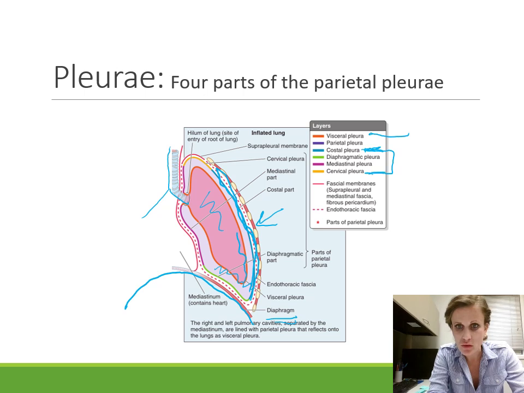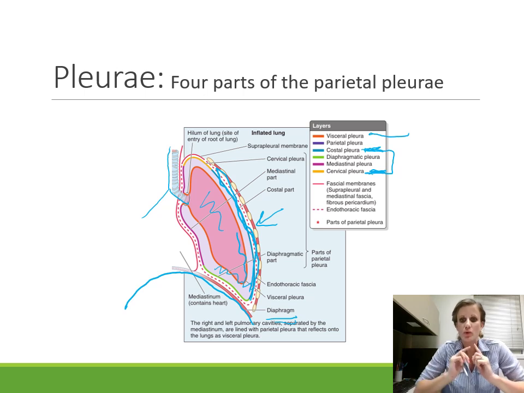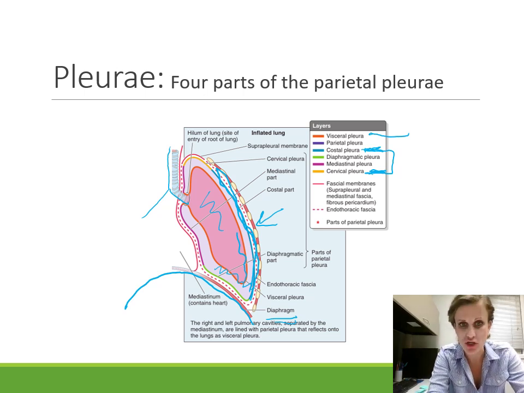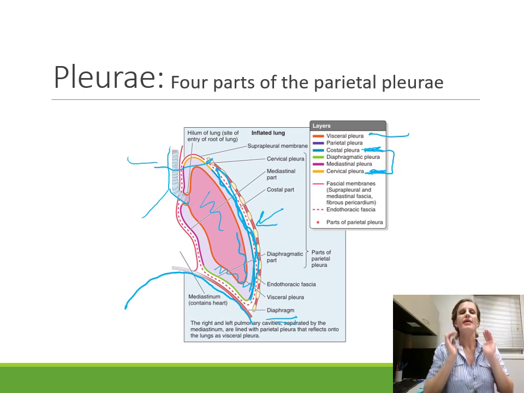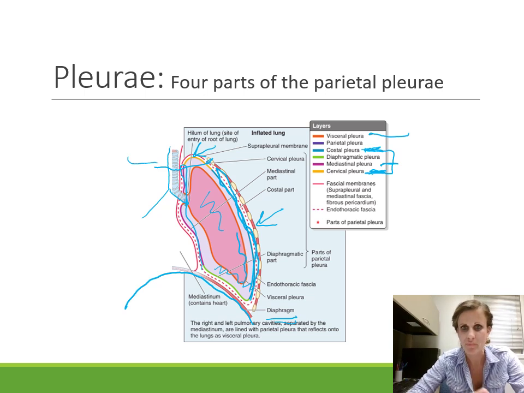Remember, the cervical pleura is the part that goes up into the cervical region, right? It actually goes up through the superior thoracic aperture, which would be like right here. It goes through that, and the cervical pleura actually goes up into the neck. So that's what you see here in yellow. The mediastinal pleura, which is shown in purple, lines the lateral aspects of the mediastinum. And then finally, the diaphragmatic pleura lines the inferior region here, where the diaphragm is.